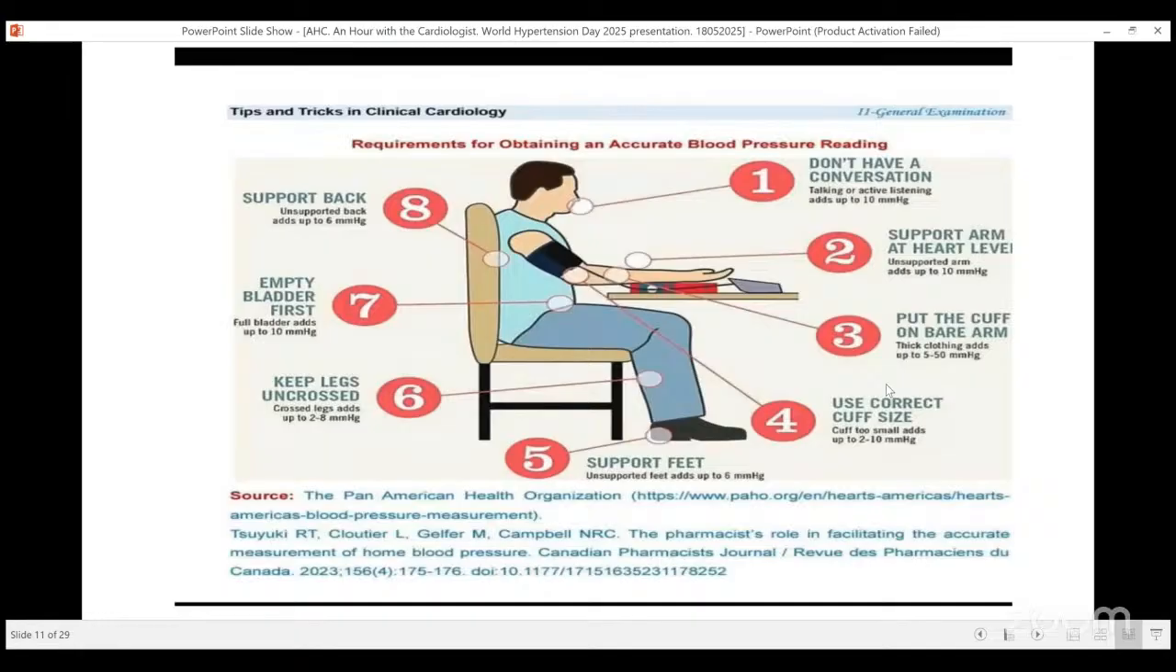Using the correct cuff size is extremely important. A small cuff size will increase the blood pressure by 2 to 10 millimeter mercury. And when it is too loose, it can reduce the blood pressure as well.